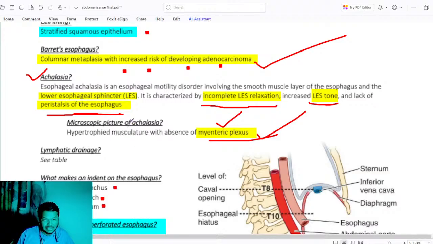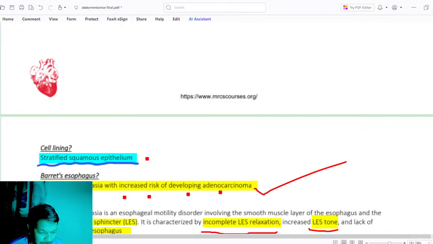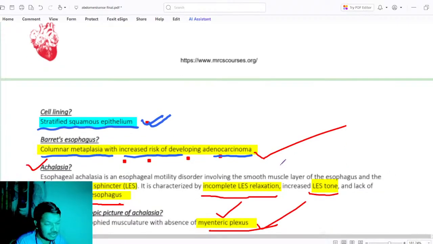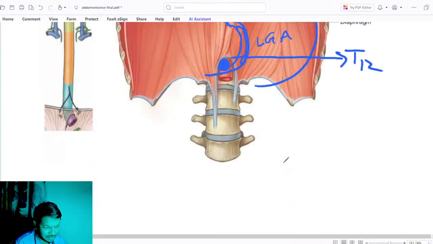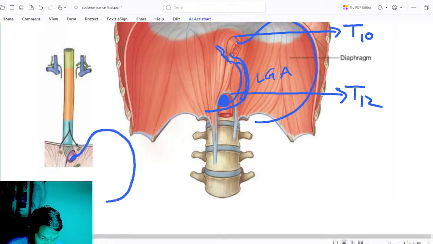Lining of the esophagus is stratified squamous epithelium. And what is Barrett esophagus? Columnar metaplasia with increased risk of developing adenocarcinoma. What is Barrett esophagus? Actually, in the lower part of the esophagus there is a sphincter, the esophageal sphincter, right? We know this one, which controls this lower part of the esophagus. We have a sphincter here, and from here will be the stomach.